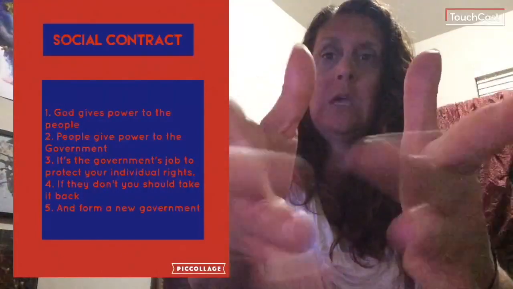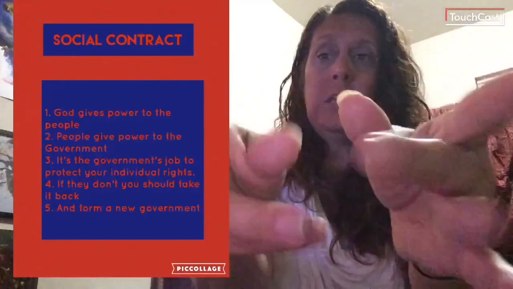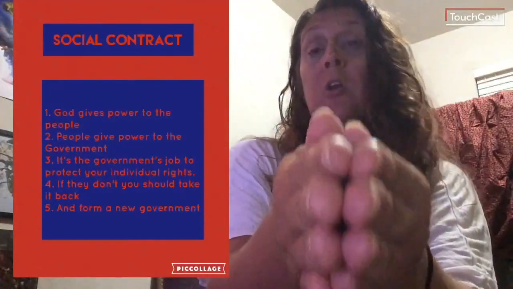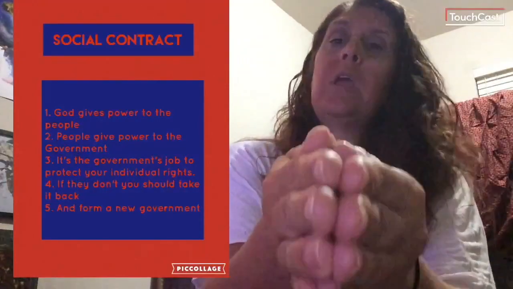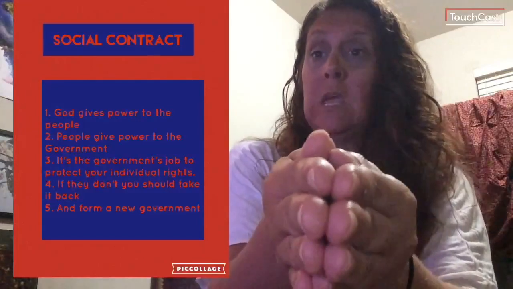So we wiggle fingers like this. Individual. Yes, I'm crazy. It's okay. You're going to remember. Individual rights. Okay. So what does Locke say individual rights are? He says they are life, liberty, and property. And Jefferson says they are life, liberty, and the pursuit of happiness.